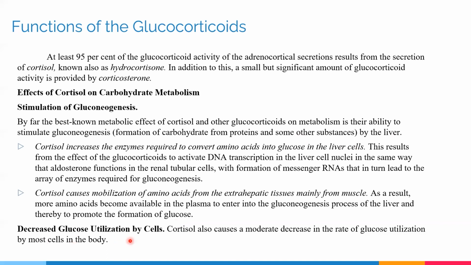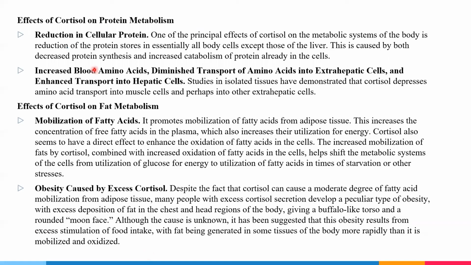Decreased glucose utilization by the cells. Cortisol also causes a moderate decrease in the rate of glucose utilization by most of the cells of the body. Next, we look into the effects of cortisol on protein metabolism.